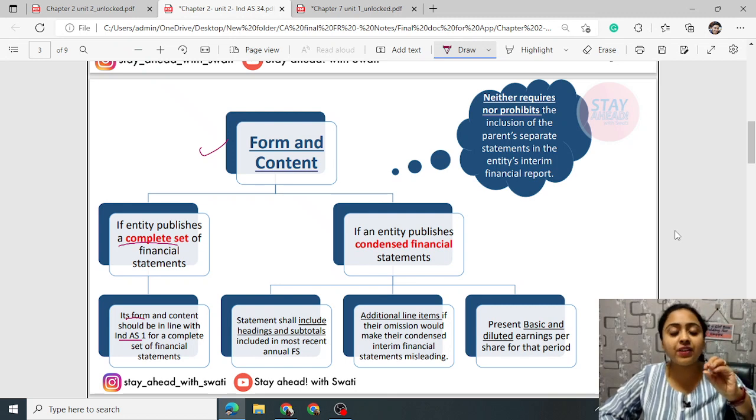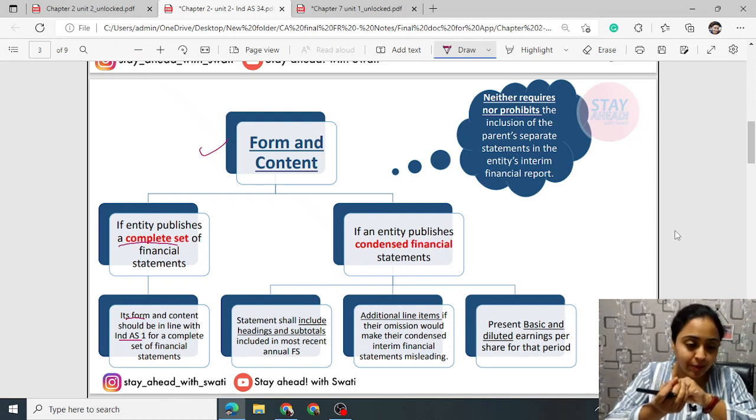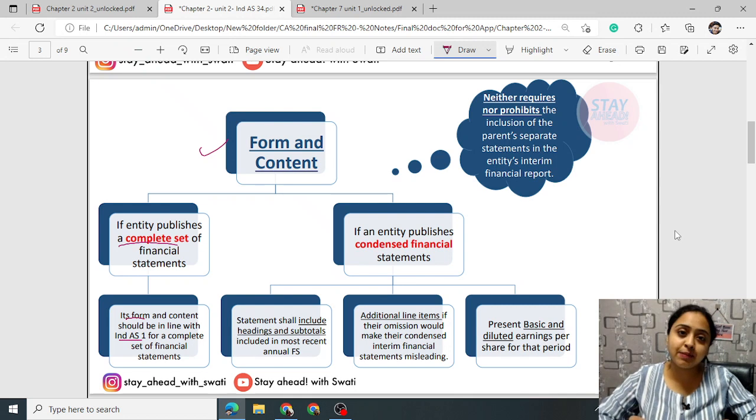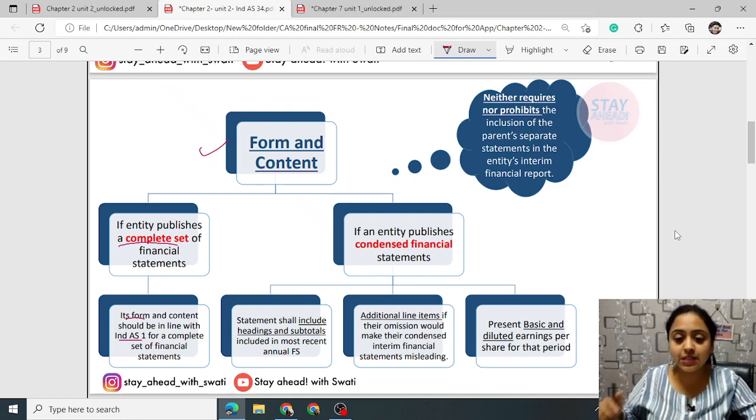Okay, these five compile and become a complete set of financial statements. Now, if one is choosing to present a complete set of financial statements while preparing the interim financial reporting, then they have to follow Ind AS 1. Okay, if they are providing any partial, then see what happens.